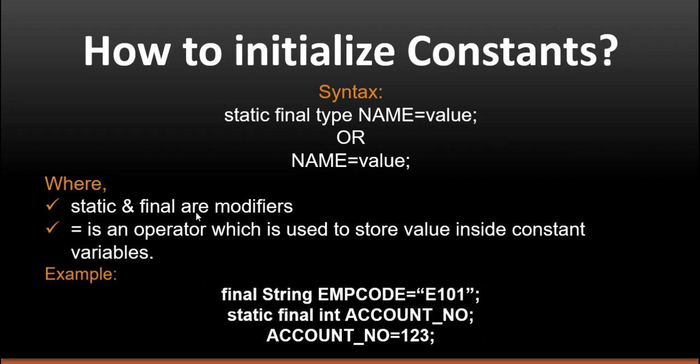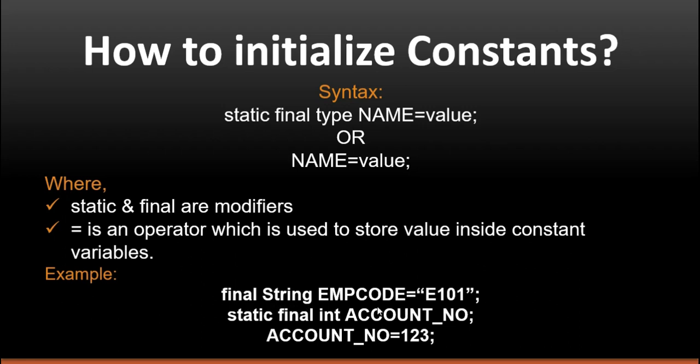Static and final are modifiers of constants. Equal to is an operator which is used for storing the value of a constant variable. Once you assign value, if you try to reassign value, you are going to get an error. Here I have shown a few examples for initialization of a constant variable.